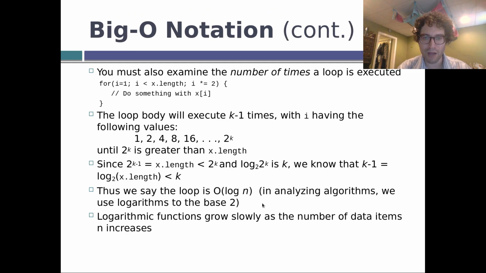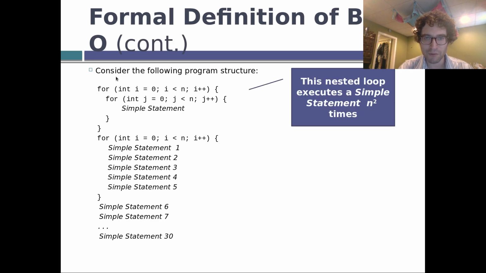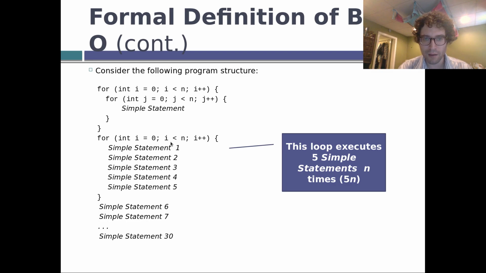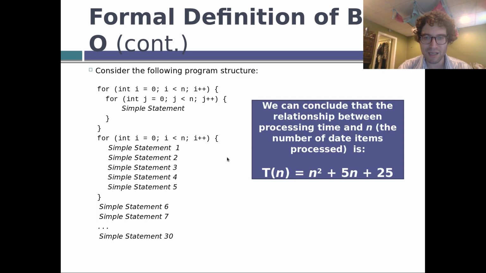And this gets into log time, but I'm going to save that for recursion because it makes way more sense when we're dealing with recursion. Okay, so what's the runtime of this guy? Let's take a look at this. This is a simple statement that gets executed n squared number of times over here. Then you've got 5 simple statements that get executed n number of times. And then we've got 25 statements over here. For a grand total, we can say that the number of steps this algorithm takes, T(n), is equal to n squared plus 5n plus 25.